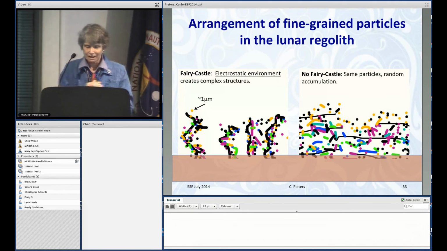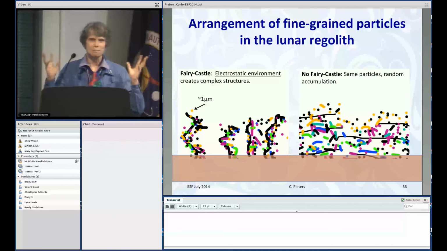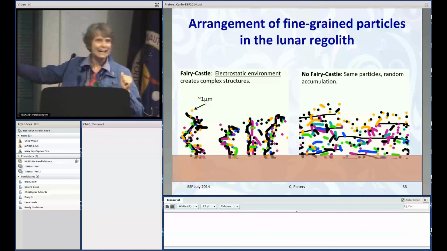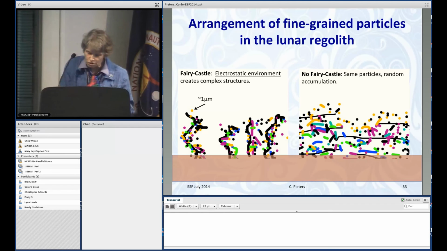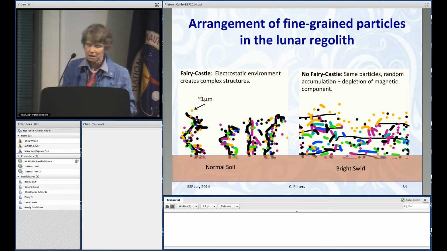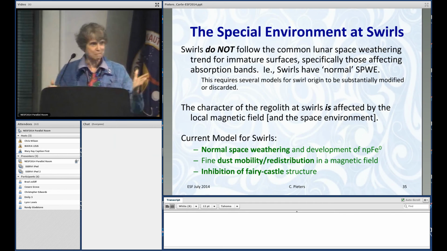at the swirls. If you don't know what a fairy castle structure looks like, by the way, I tried to make a little sketch. Here's a fairy castle structure and a lack of fairy castle structure. We probably need this to get the forward scattering at swirls, a lack of fairy castle structure. And if you remove those little black dots by magnetic separation, it also makes it brighter. So you see where this is going. Here's the model. This is my last slide.